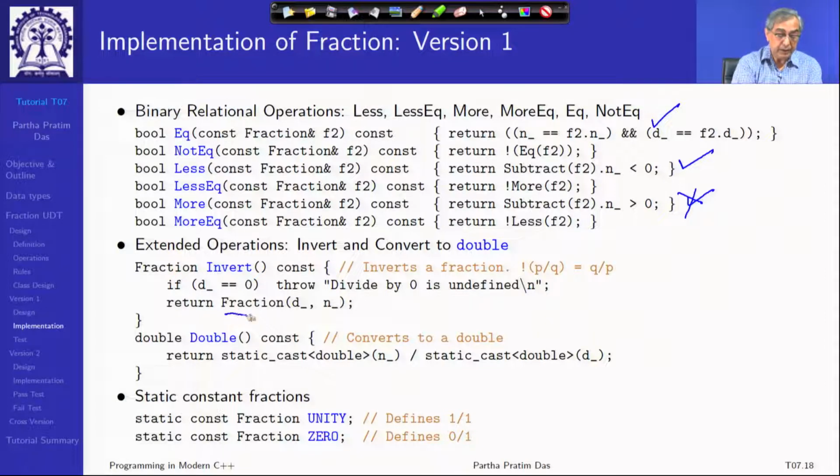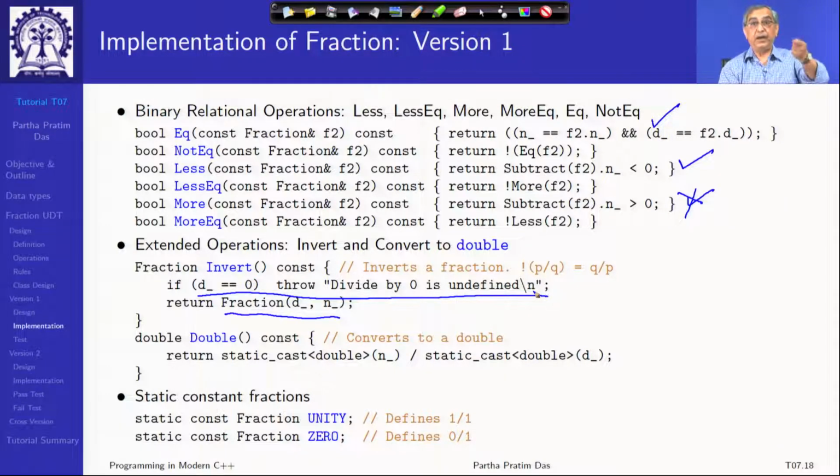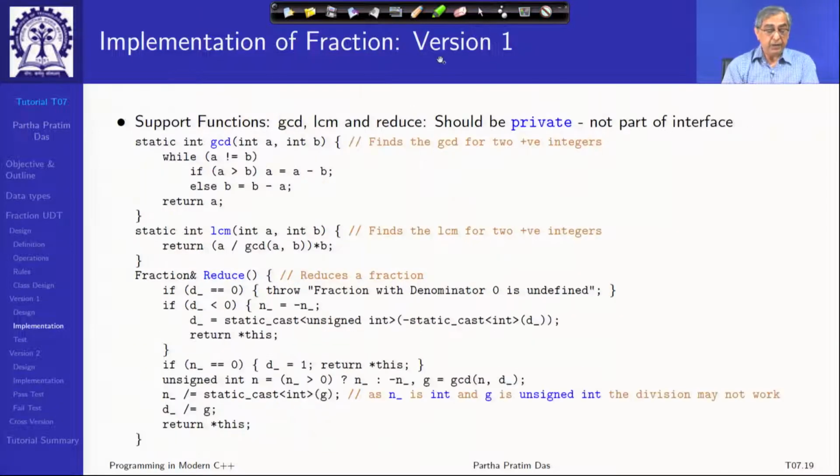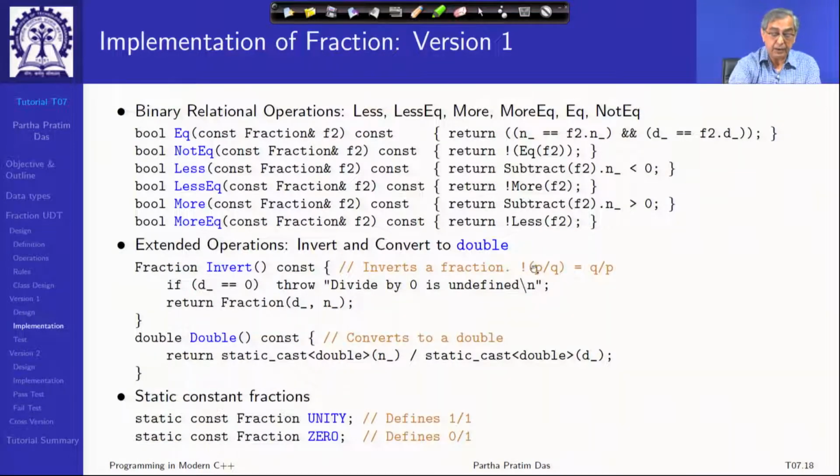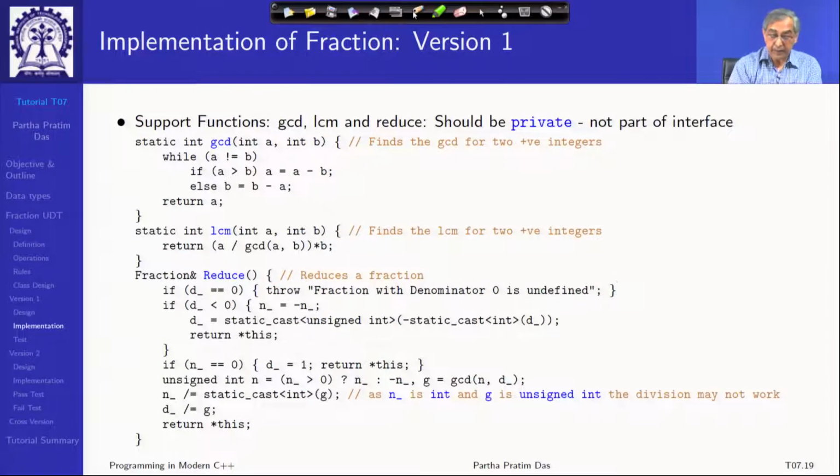Similarly, for invert, you have to remember that if d is 0, then you cannot invert a 0 fraction. So, you have to throw an exception. You can convert to a double and so on. So, this is a pretty straightforward implementation. This is just the code of GCD, LCM, which is routine code, and this is the reduce. The reduction tells you that if d is 0, then it is an error.